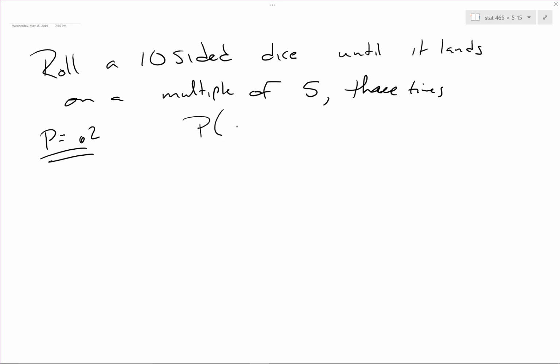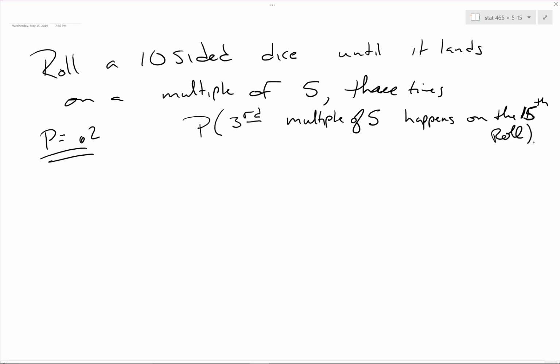So the question is this: what's the probability that the third multiple of 5 happens on the 15th roll? Well, if I could possibly quit on the 15th roll, that means through the 14 previous rolls, how many have I gotten? 2. If you're doing it by hand, it'd be 14 choose 2, because in the first 14 rolls I've gotten 2 multiples of 5 so far, yes? I know that because if I'm going to quit on the 15th roll, I had to have 2 already. And then I'm going to have 0.2 to the 2 power, 0.8 to the 12 power.